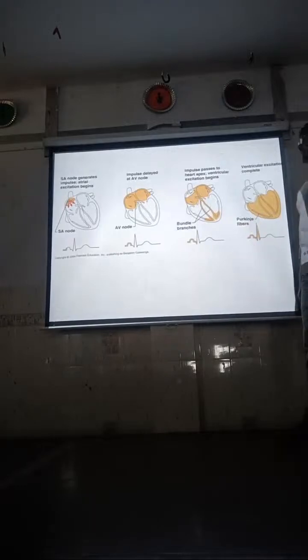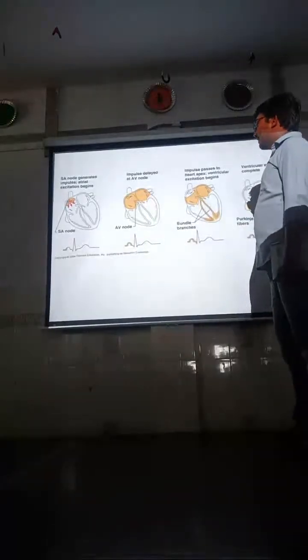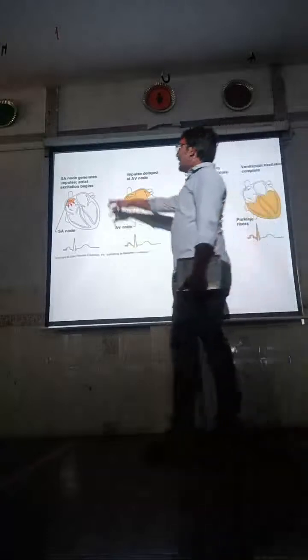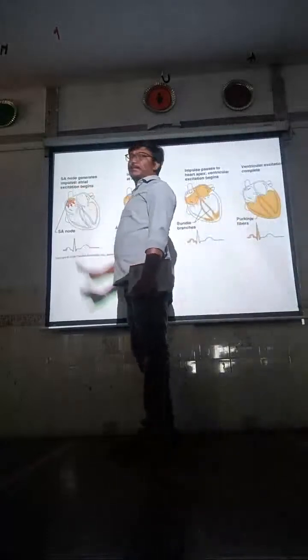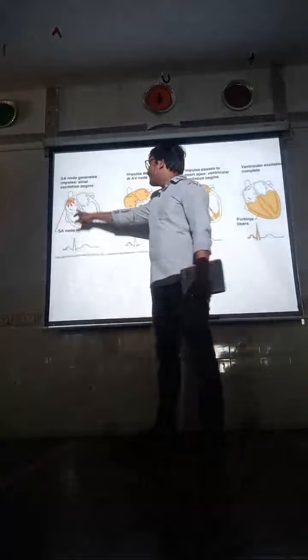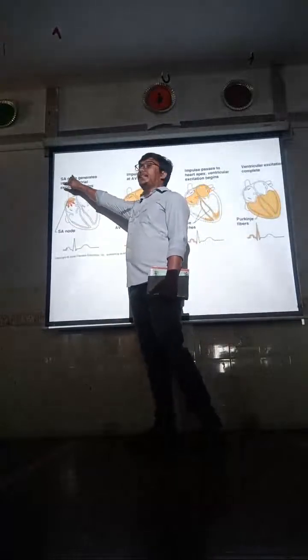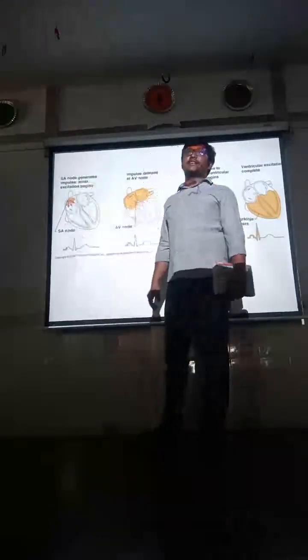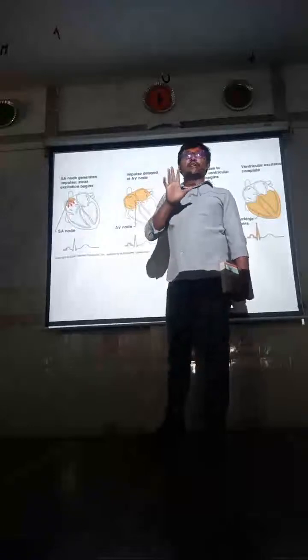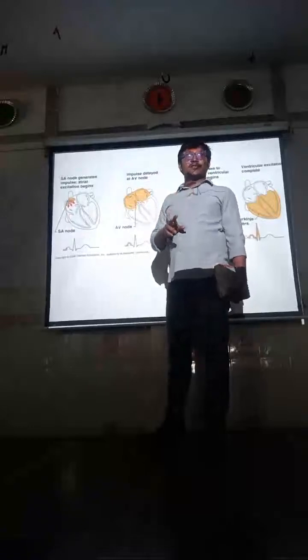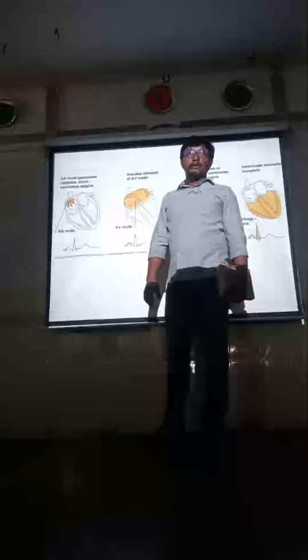Now, what is this SA? The sinoatrial node will generate the impulse. That means excitation begins in the SA node. We know the location of the SA node; in the previous class we have discussed it. Yes or no?